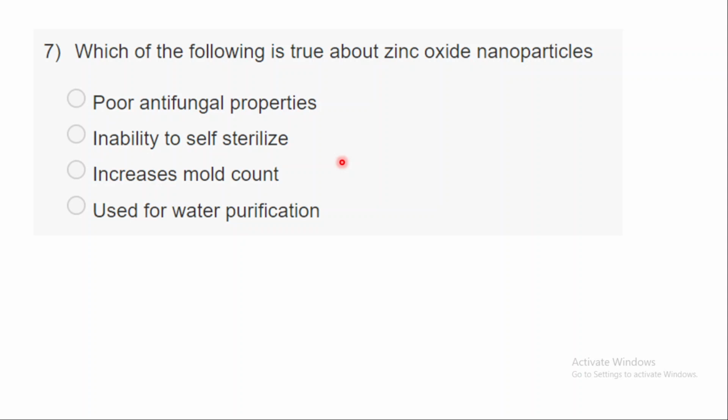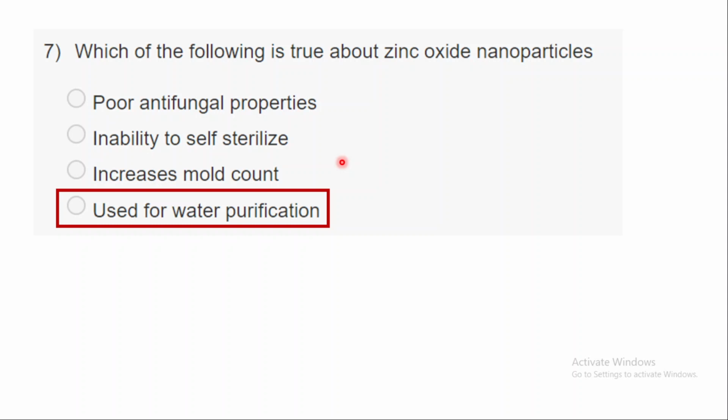Okay, seems like we have gathered a good number of answers. Most of them are saying D, used for water purification. Ramakrishna is saying C, increases mole count, while everybody else is saying D. So I think I should reveal the correct answer. The correct answer is option D. Zinc oxide nanoparticles are used for water purification.